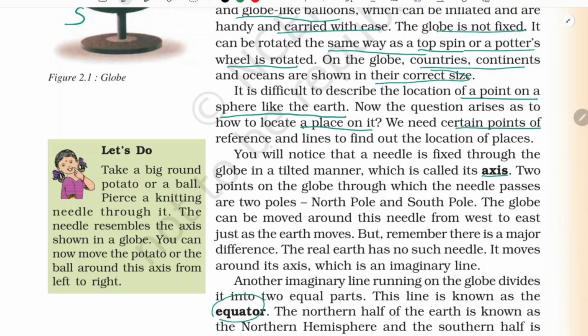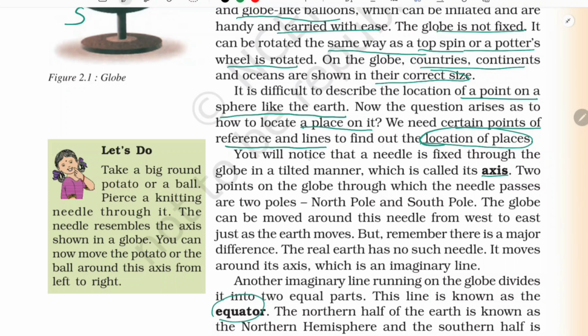We need certain points of reference and lines to find out the location of a place. How? You can see on your phone also, when you open the map and search for a place on Google Maps, you get the exact location with a pin, isn't it? All that is possible only because of latitudes and longitudinal lines. So these points are needed as a reference to find out the locations of places.